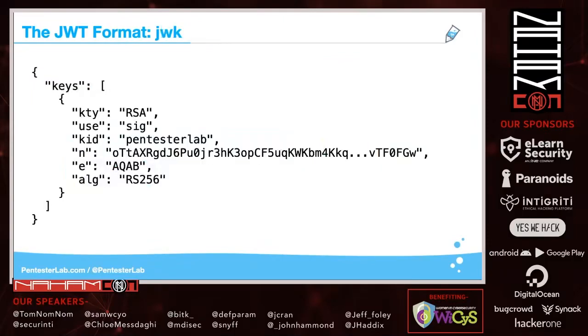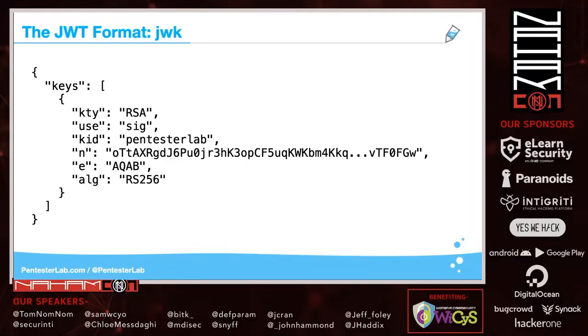So this is what a JWK looks like. It's just a way to encode a key that can be used to verify or sign a token. Here it's a public key, so it's only used to verify a token. So here the key can be used with RSA. You have the public components, N and E. You have a key ID, and you use it to say like, this is how the key can be used.